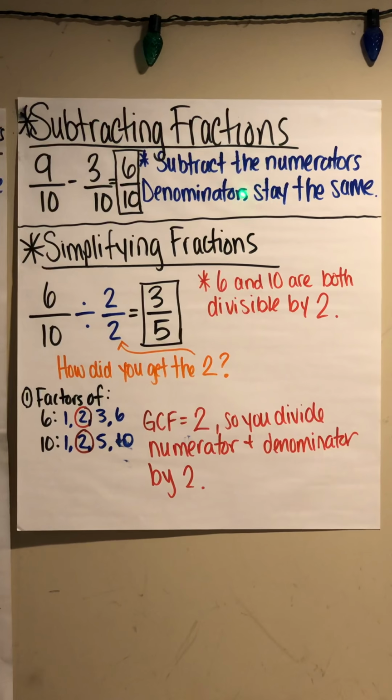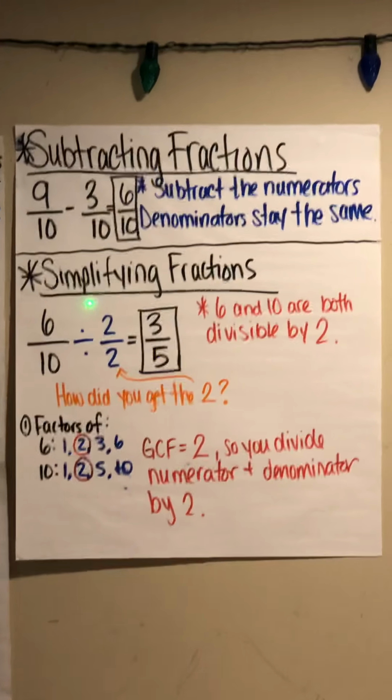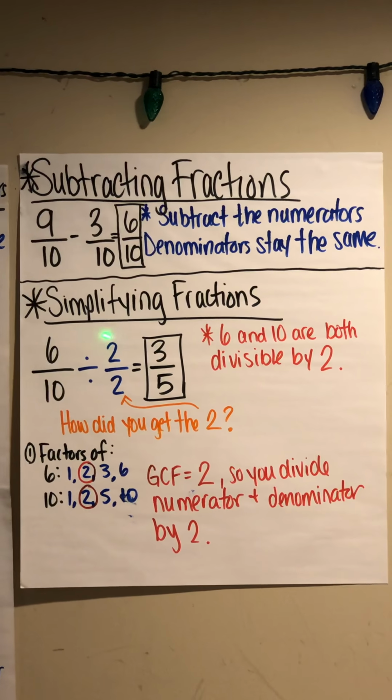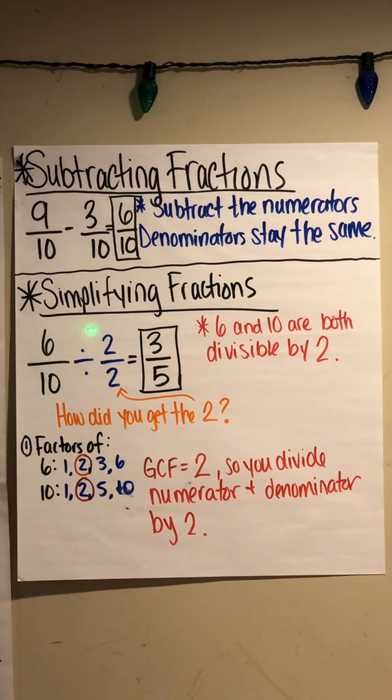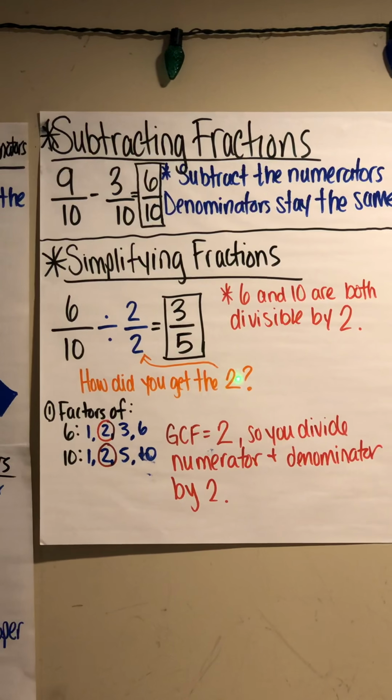How do we simplify? You find a number that is divisible by 6 and 10. In this case, it's 2. So 6 divided by 2, 10 divided by 2, it's 3/5. 6 and 10 are both divisible by 2. Well, how did you figure out the number 2?